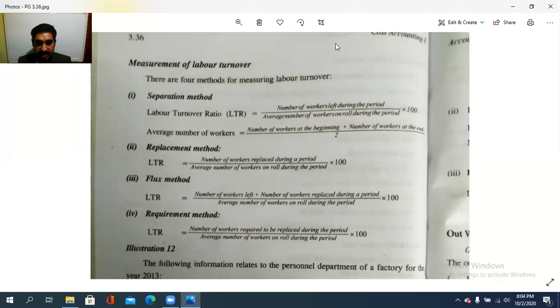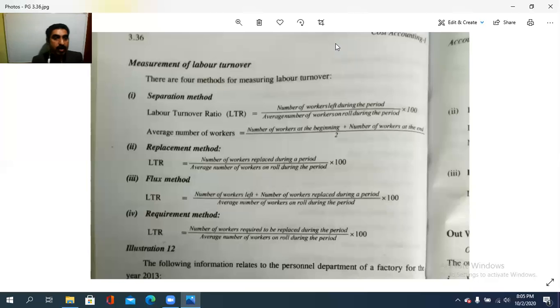That divided by 2 is the average, and that average is the divisor for the number of workers left during the period in the case of the separation method, and the number replaced during the period in the case of the replacement method. The flux method, the third one, is the number of workers left plus the number of workers replaced, the combination of separation and replacement. Those who left the company and those who were replaced are both taken, divided by the average number of workers on roll during the period, and take the percentage. And the requirement method: the number of workers required to be replaced during the period, divided by the average number of workers on roll during the period.